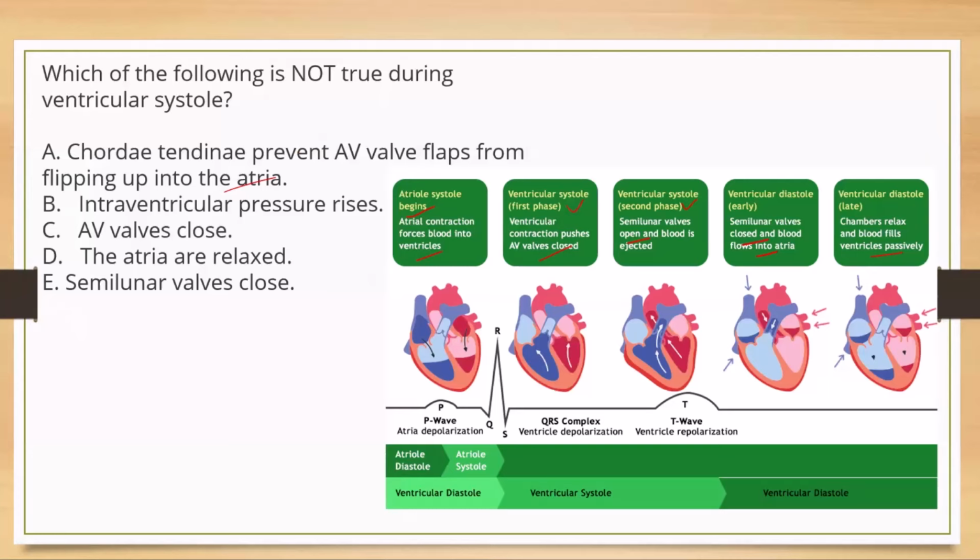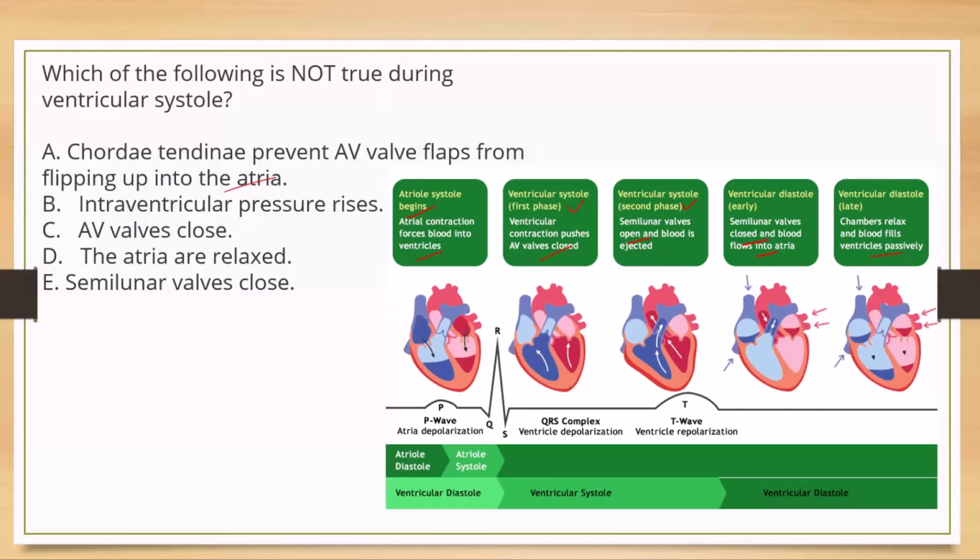And when the AV valve is closed, it is with the help of the chordae tendineae. Then it says the intraventricular pressure will rise. Oh yes, it will rise, because we just mentioned the pressure in the ventricle will rise. We said the AV valve will close. Oh yes, I also agree. So the atria will be relaxed, because the ventricles are contracting, and the atria will be filling with blood from the vena cavae.